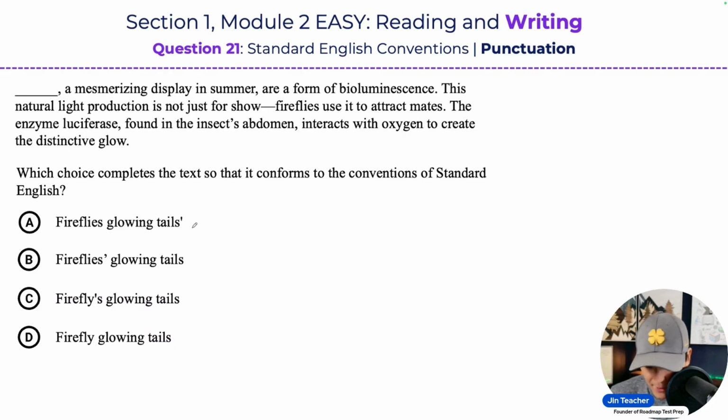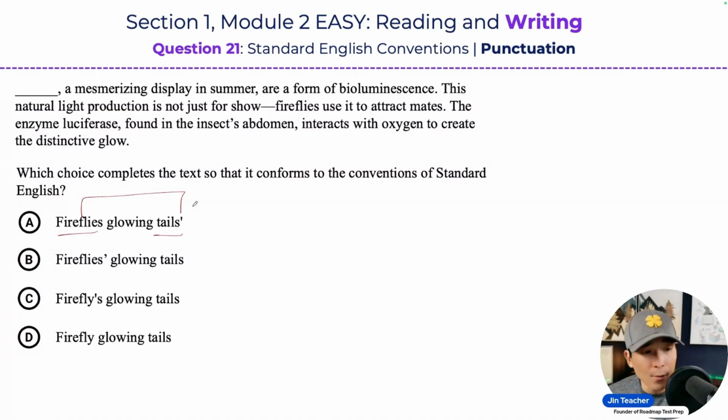So the passage reads, fireflies' glowing tails, a mesmerizing display in summer, are a form of bioluminescence. We can just stop there for now, just to save a little bit of time. So first of all, notice the relationship between these two nouns, the fireflies' tails. Of course, we have the adjective glowing, but just notice how there are two nouns next to each other. When you see two nouns next to each other like this, it seems like they have a relationship with each other.